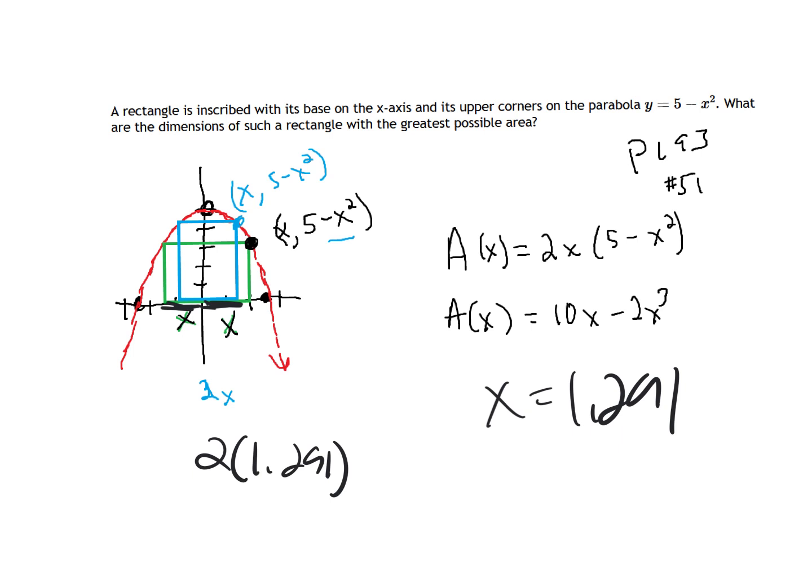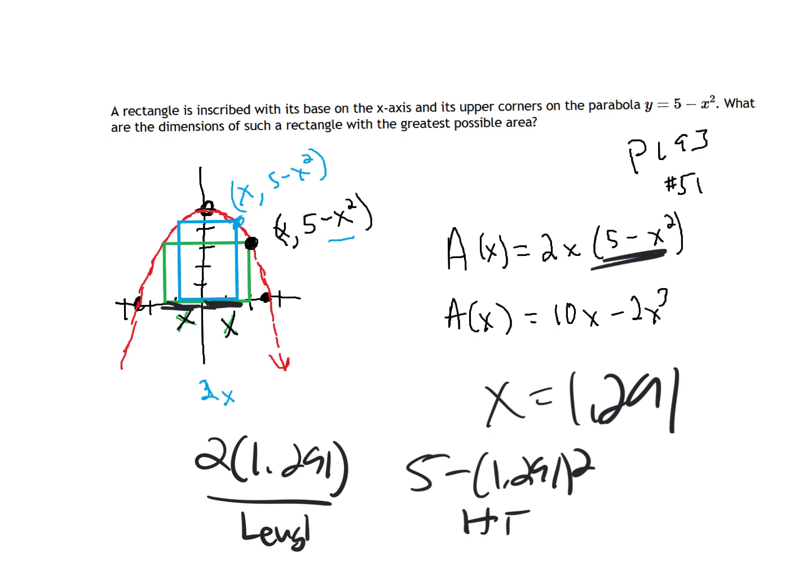And then to get the height, we say 5 minus x squared. So 5 minus 1.291 squared, and that'll be the height, and the other will be the length. I don't know which is bigger, but that's what you do, and I just did this with one of my Oxbow students who is doing this class.